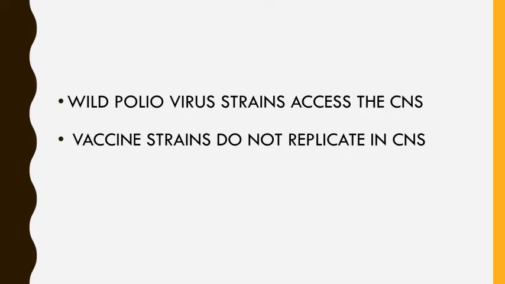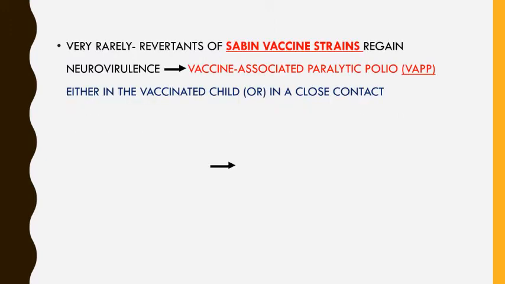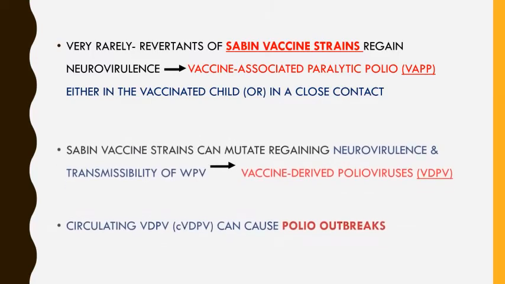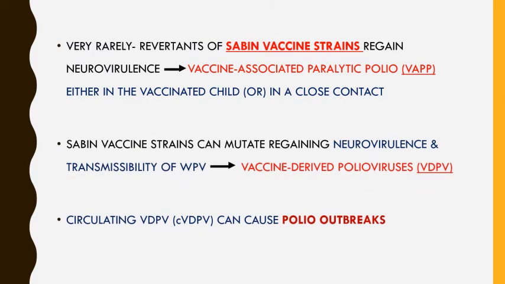Now, very rarely, revertants of Sabin vaccine strains can regain their neurovirulence, causing vaccine-associated paralytic polio, or VAP, either in the vaccinated child or in a close contact. Sometimes, the Sabin vaccine strains can mutate, regaining their neurovirulence and transmissibility of the wild poliovirus, thus known as vaccine-derived poliovirus or VDPV, and the circulating vaccine-derived poliovirus can cause polio outbreaks.